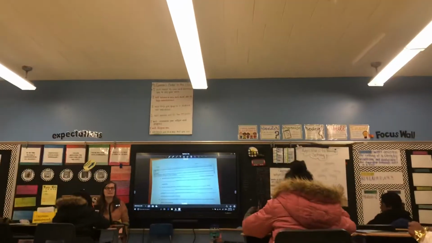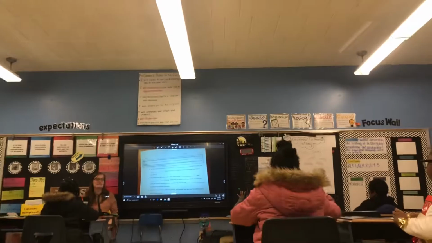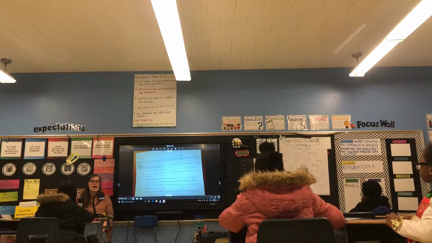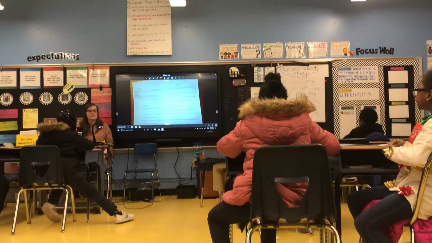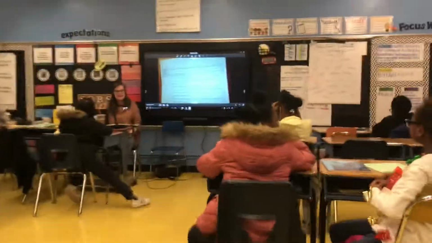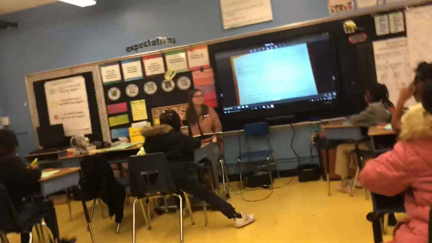So I'm going to read the objective loud and proud, then we're going to read it together. By the end of the lesson, I can analyze how different settings impact characters' actions by completing a character analysis chart. Repeat after me. By the end of the lesson, I can analyze how different settings impact characters' actions by completing a character analysis chart.